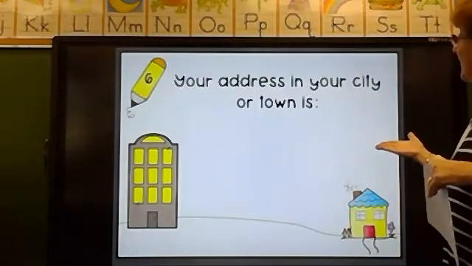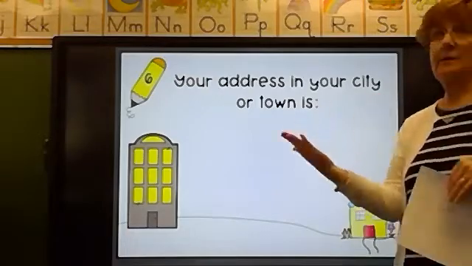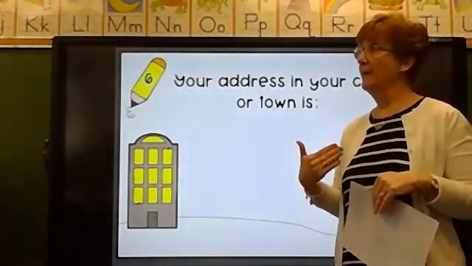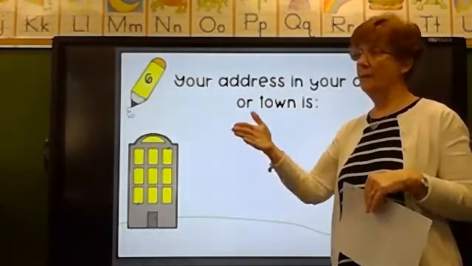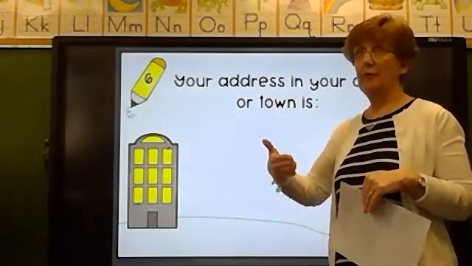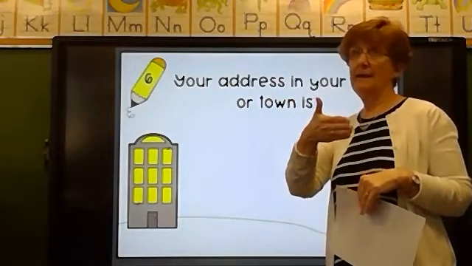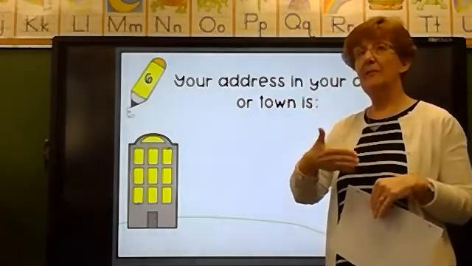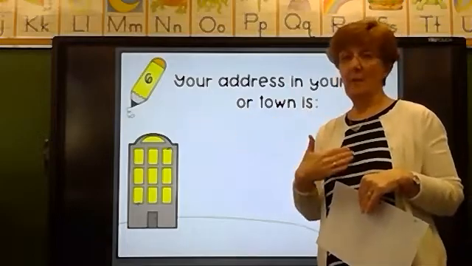Your address in your city or town is, okay? And that's going to be another thing that's different for all of us, okay? For example, the address here for the school is 810 South Oak Avenue, Sanford, Florida. So the address tells me the number of my house. It tells me the street that my house is located on. It tells me the city that I live in, and then it tells me the state that we live in.